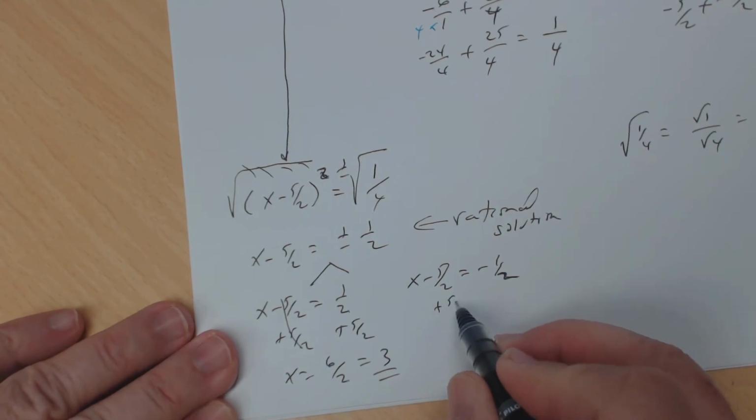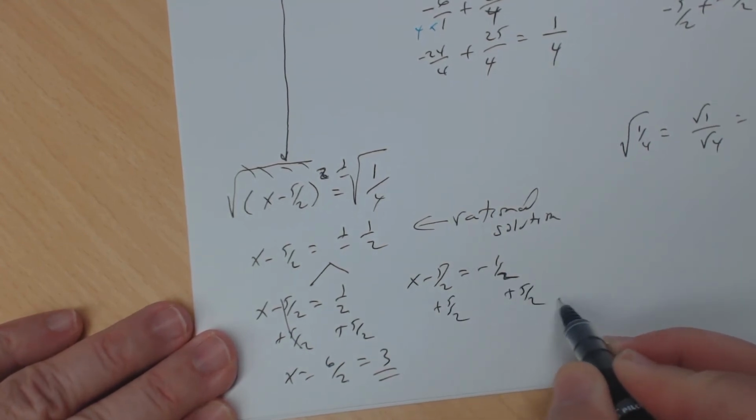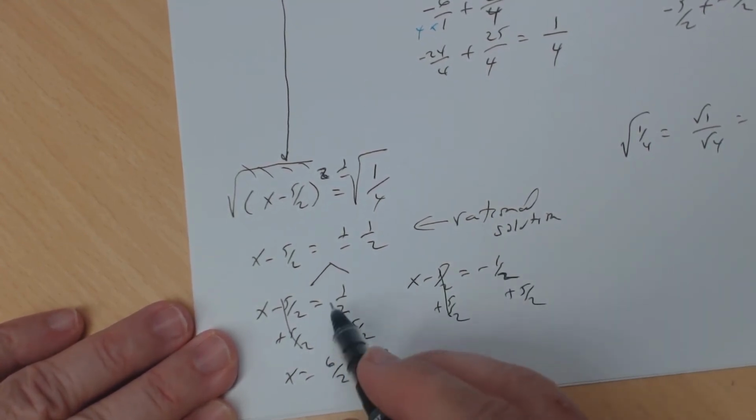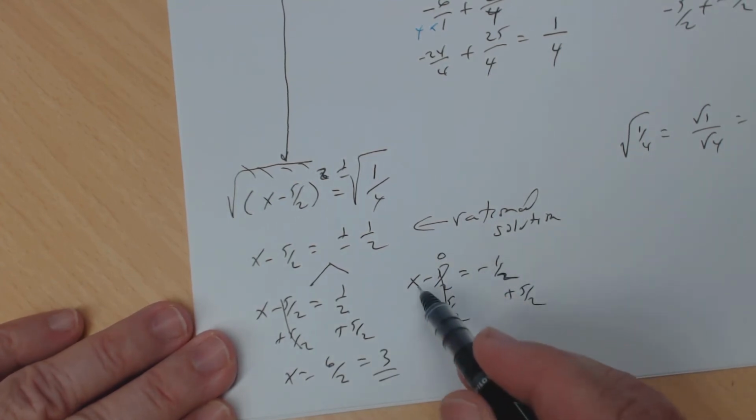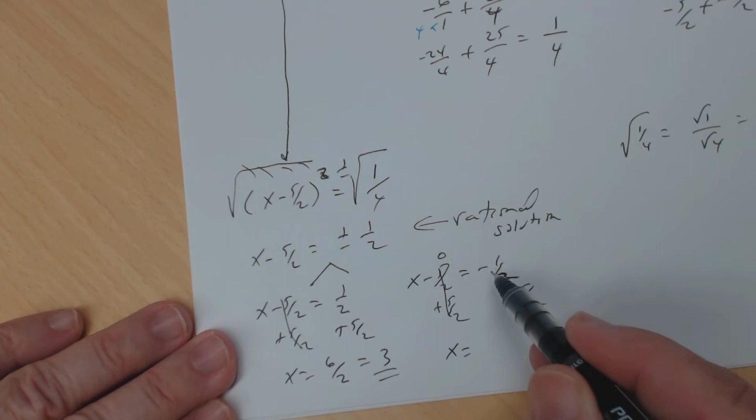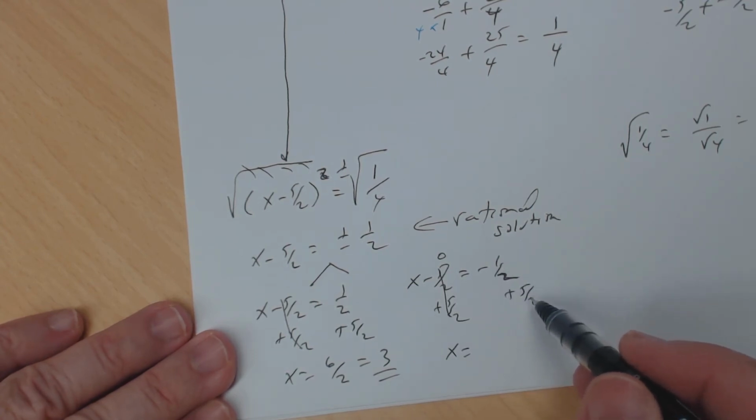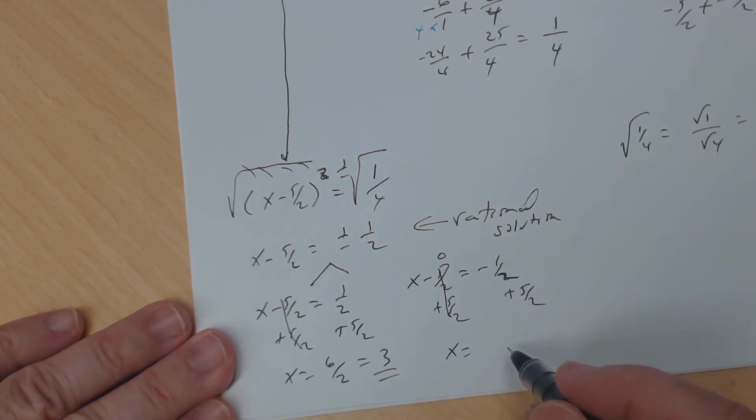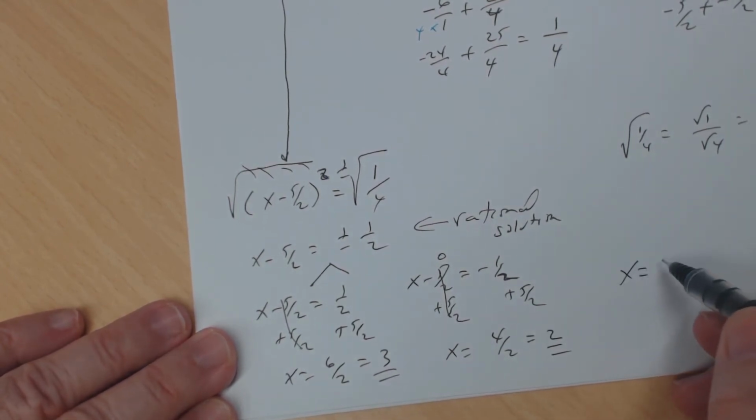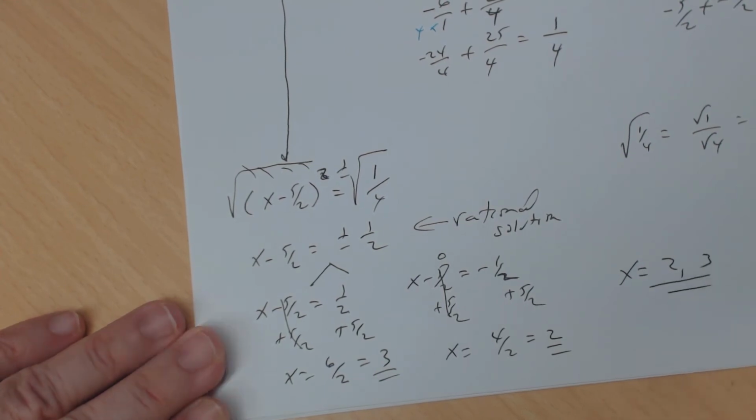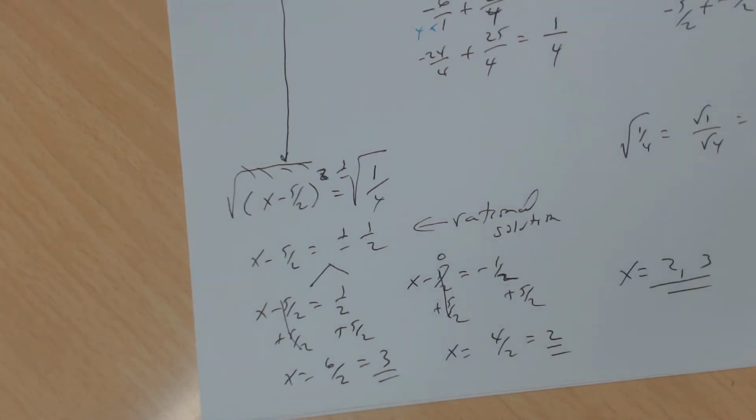Over here, add 5 halves to both sides. Since the denominators are the same, I just add their numerators. So x plus 0 is x. A negative 1/2 and a positive 5 halves is a positive 4 halves, which is just 2. So your solutions are 2, 3. So those are your solutions, 2, 3.